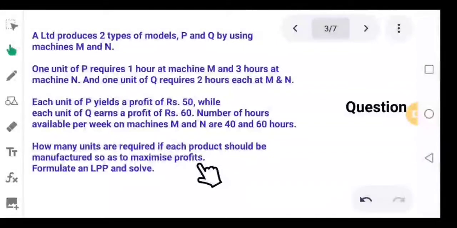And how do you maximize profits? By producing the optimal quantities or optimal combination of P and Q. By producing the optimum quantities of P and Q, you will be maximizing the profits. So you need to formulate an LPP and solve.